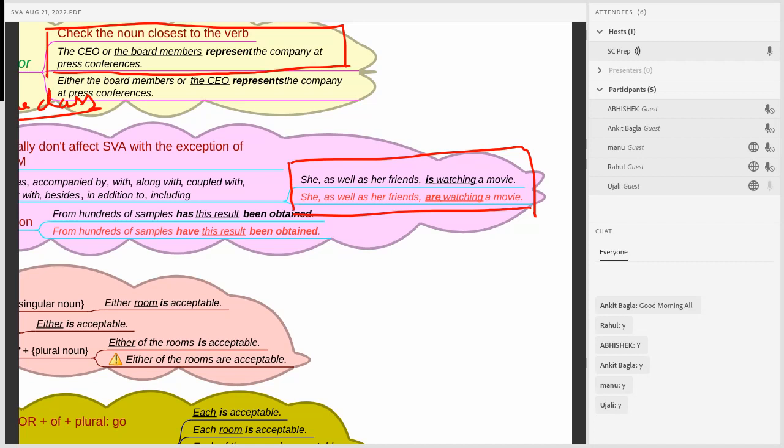actually joining them structurally. The bottom line is, like other prepositional phrases, we have to ignore this prepositional phrase when we're looking at subject verb agreement. In other words, mentally remove that "as well as" part and just check, what do we say? "She is watching a movie" or "she are watching a movie"? Clearly, we have to say "she is watching a movie." So that's what we do with prepositional phrases in general. We end up ignoring them when it comes to checking for subject verb agreement.